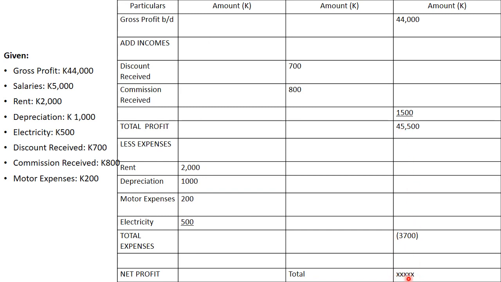So this 3,700 we subtract from here. Then you're going to get the total here. I forgot to do the subtraction, but you just have to subtract 45,500 minus 3,700. You're going to get your net profit. It means the job is done.